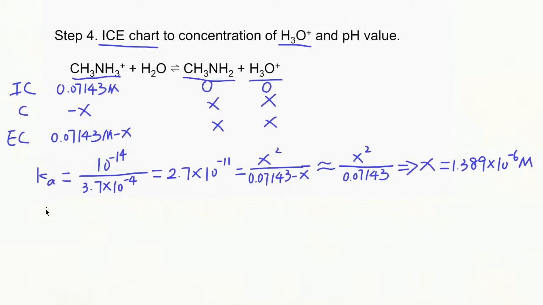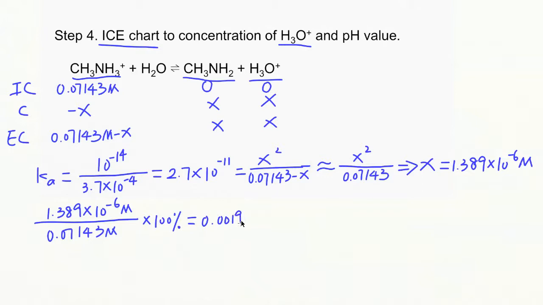Of course, we have to double check and see if our assumption is valid or not. So 1.389 times 10 to the negative 6 mole per liter divided by the initial concentration 0.07143 mole per liter times 100%. And that is very small, 0.0019%, which is much less than 5%. So our assumption is good.